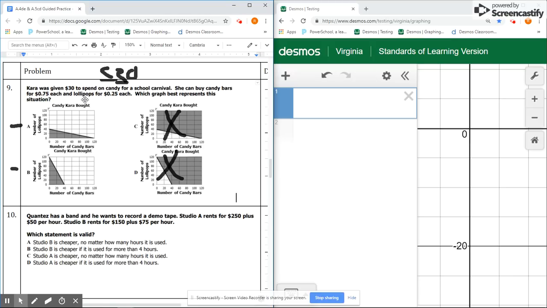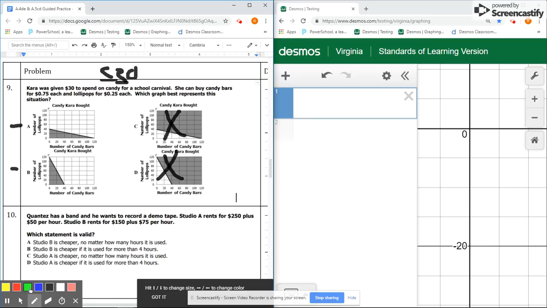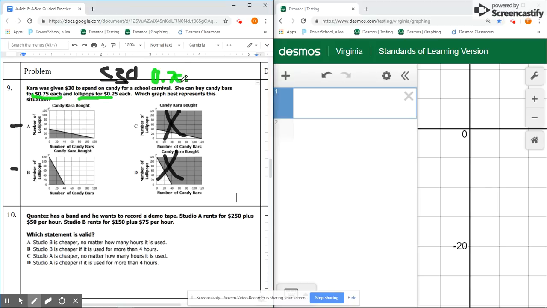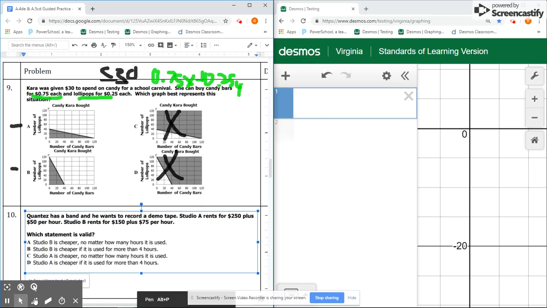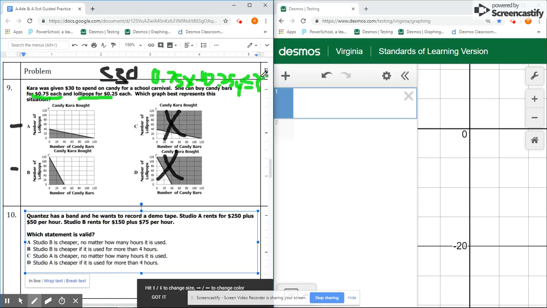So we have $30. We can buy candy bars for 75 cents each, or lollipops for 25 cents each. Which graph best represents this situation? So let's let candy bars be X. Do 0.75x plus 0.25y. It's going to be blue. Less than or equal to 30.